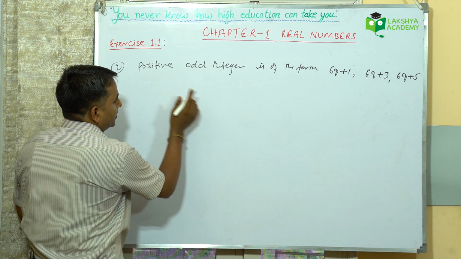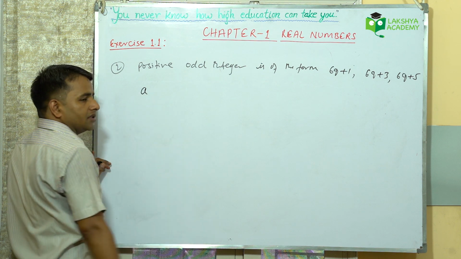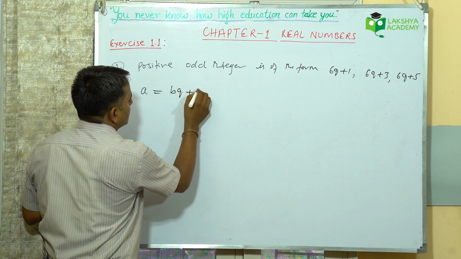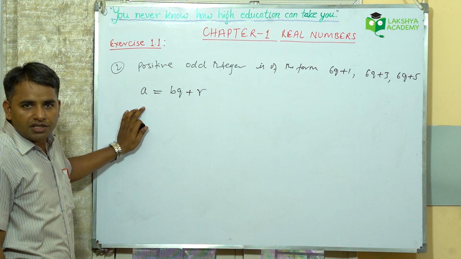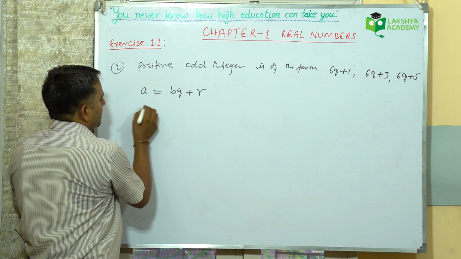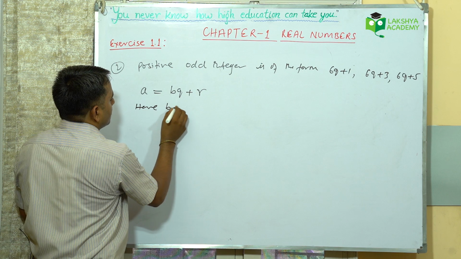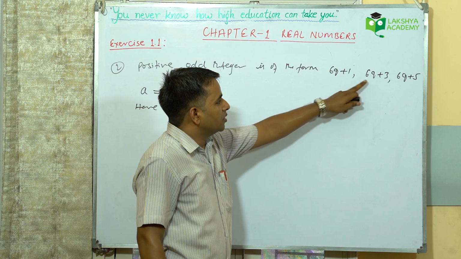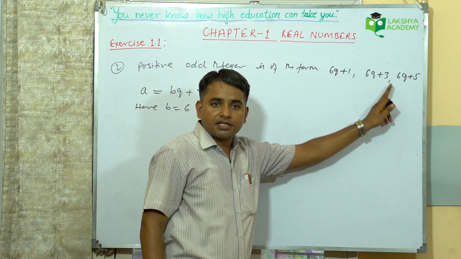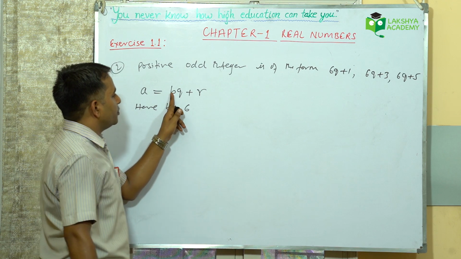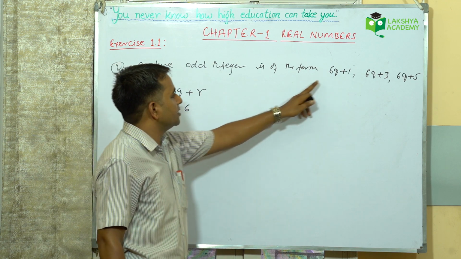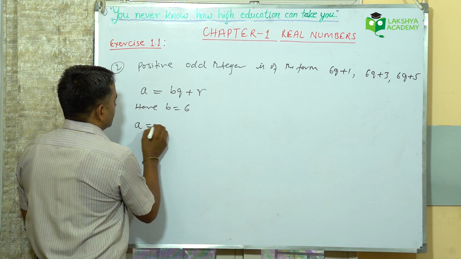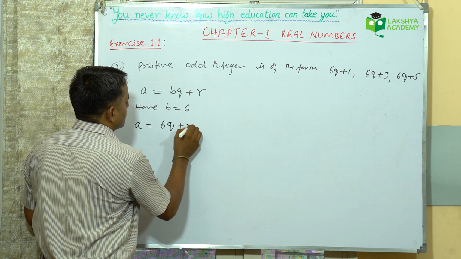So how will we prove that? See, any number, using the division algorithm, a equals bq plus r. This is by Euclid's division lemma. Here b equals 6, because the number has to be in the form of 6q plus 1, 6q plus 3, 6q plus 5. So here b is 6, q is q itself, and the remainders are 1, 3 and 5. So a equals 6q plus r.